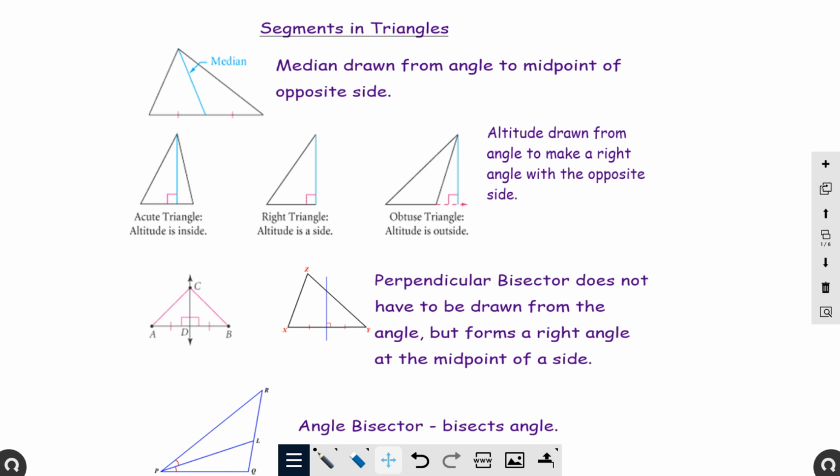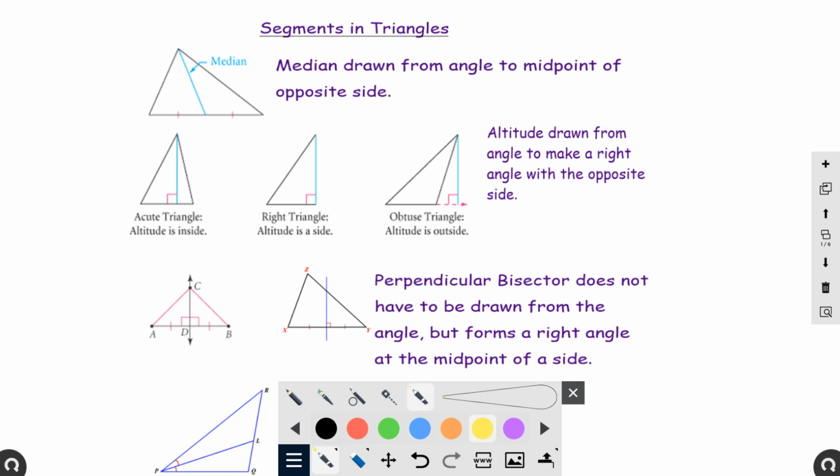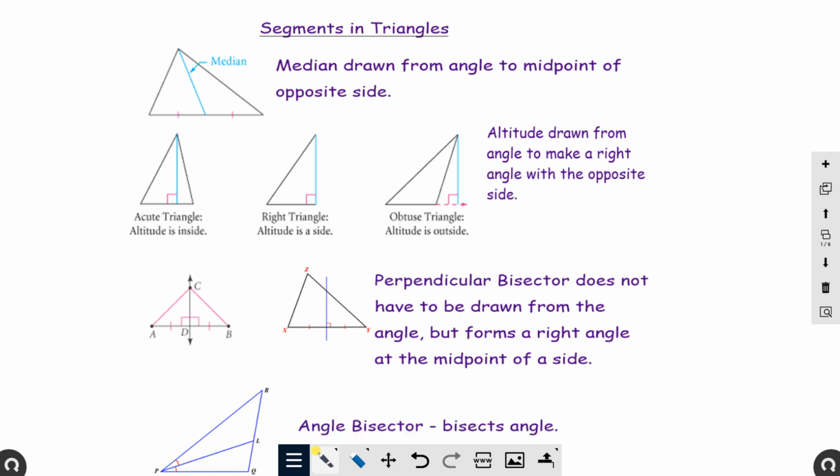So you may remember some of these from last year, so I just put them all on the paper for you, but there may be some things that you want to highlight or underline, so you might want to get out a highlighter if you have one. Okay, the first one we have is median. Now, when you think about median, what's the first word that comes to your mind? Middle. Good. The median connects the middle or the midpoint of the opposite side. So, median, middle, midpoint. All of those words kind of go together.